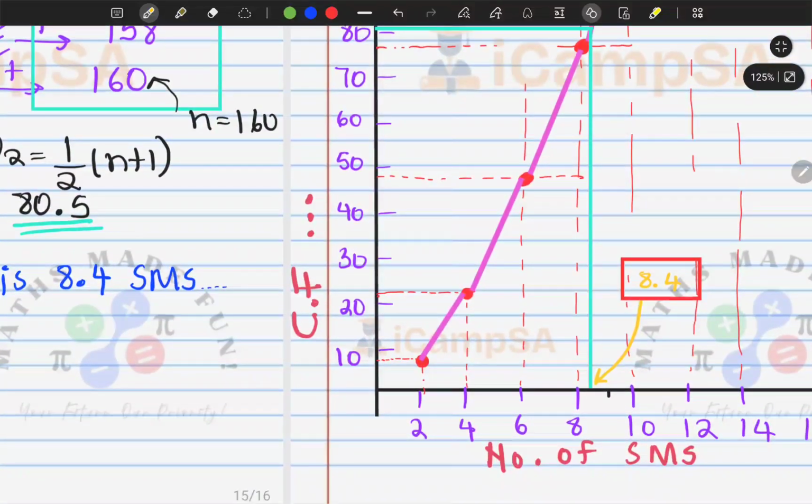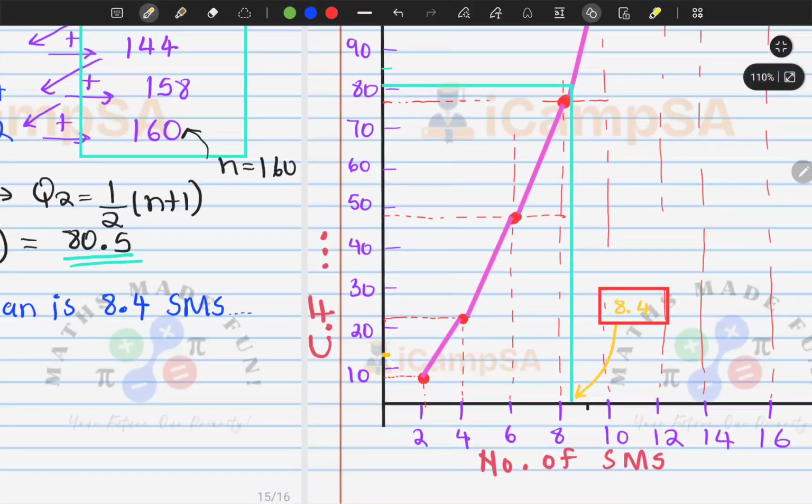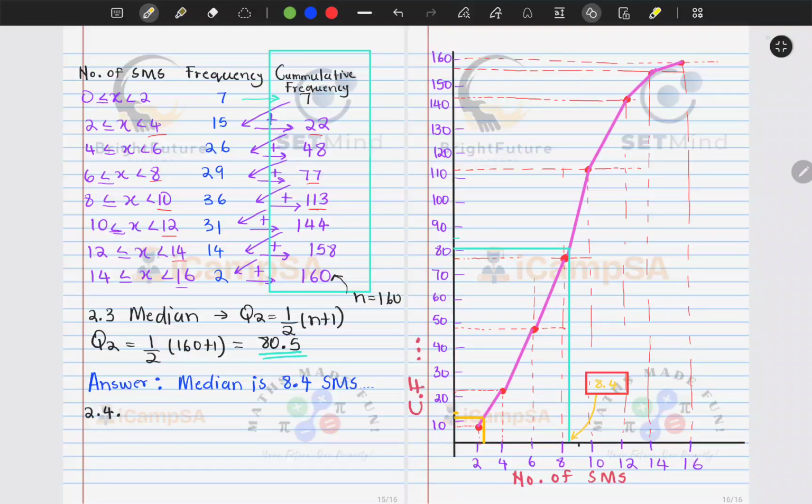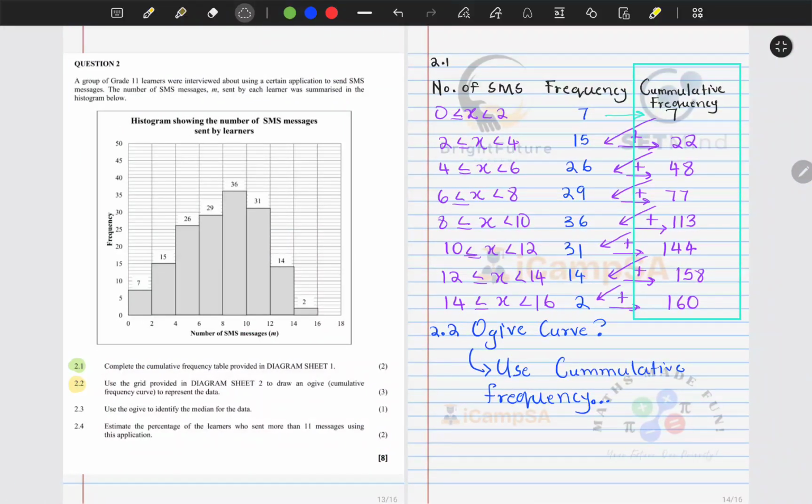So mark 11, that is just before 12 because in between here, that becomes 15. Okay. So 11 is just very close to 10. So I can go here and then come down here. Okay. So if you observe carefully, you have 2 point something there. But let's go back to the question. Okay. So let's quickly delete this, guys. So if you read the question again, it says estimate the percentage of learners who sent more than 11 messages.